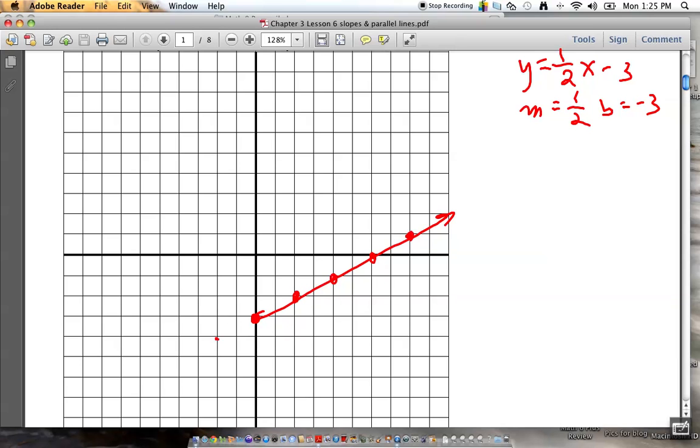One thing I did see that I did not like is some people drew very short lines, like they drew from here to maybe here or here. You want to extend that line out as far as the graph goes, okay?